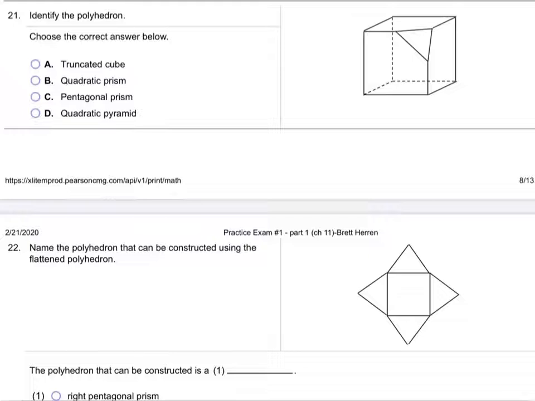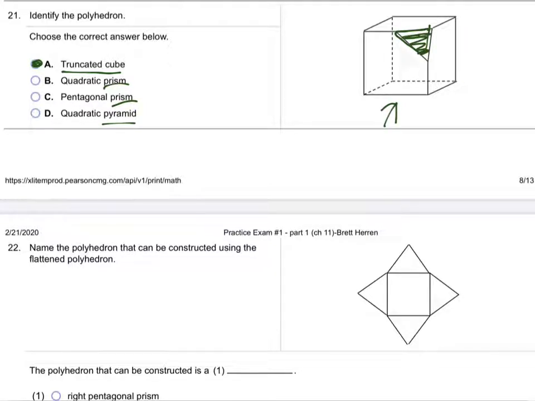All right, now we're going to give some names of some shapes on 21 here. What's the name of this shape? This is a truncated cube. It's a big cube. It's got a little chunk truncated out of it there. Makes sense on that? It's not a pyramid. It's not a prism, right? It's got that weird chunk right here taken out of it.